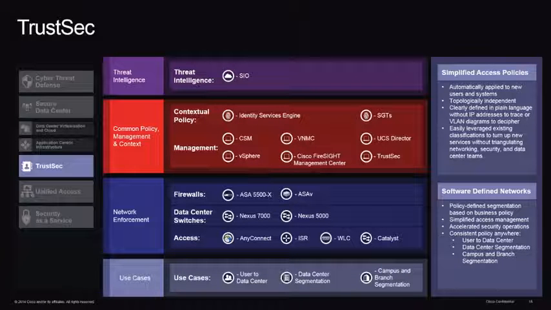Typically, TrustSec is deployed for one of three use cases. First, user to data center. Second, data center segmentation. And third, campus and branch segmentation. Cisco TrustSec takes the pain out of controlling various levels of employee access to sensitive information, even in the virtual world. But what if employees want to work from personal devices?